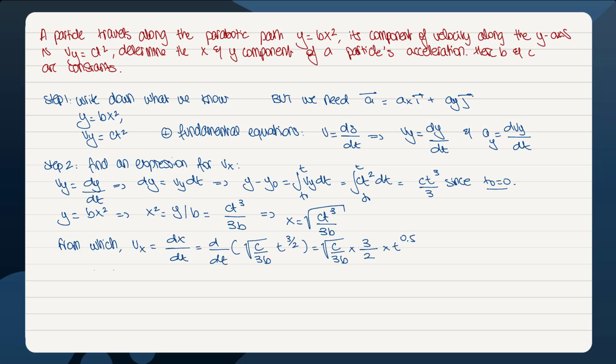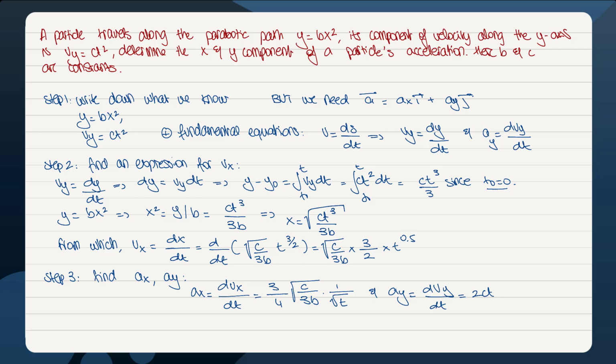So vx is equal to dx over dt. Taking the derivative of x with respect to time, we get vx is equal to the square root of c over 3b times 3 over 2 times t to the power 0.5. Again, for step 3, we need to find ax. We can simply take the derivative of vx. So ax is equal to dvx over dt, which is equal to 3 over 4 times the square root of c over 3b times 1 over the square root of t. So that's the expression for ax. We know how to find an expression for ay, which is the derivative of vy. So the derivative of ct cubed over 3 is simply equal to 2ct.